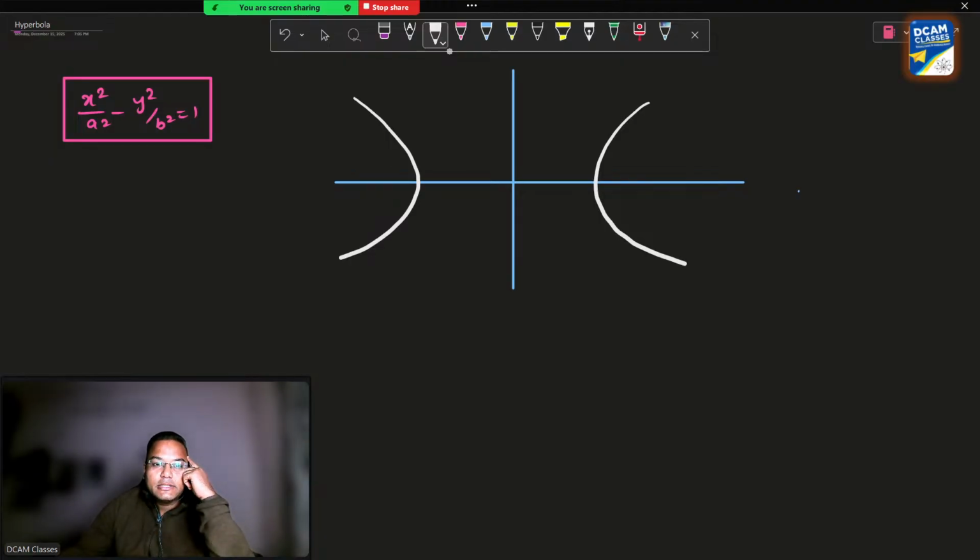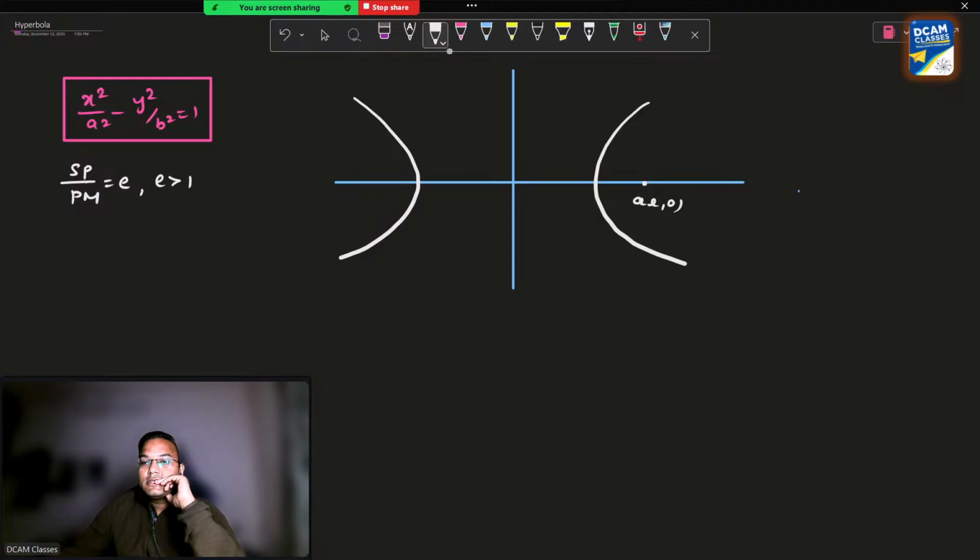In the same way as the ellipse, what you need to keep in mind is that here SP by PM is equal to e, where e is greater than 1. That's the first thing. In the ellipse, it was less than 1. Eccentricity is greater than 1. Because of that, the foci are (ae, 0).